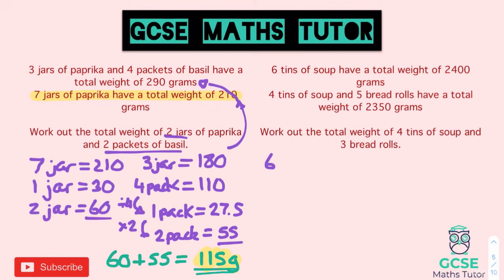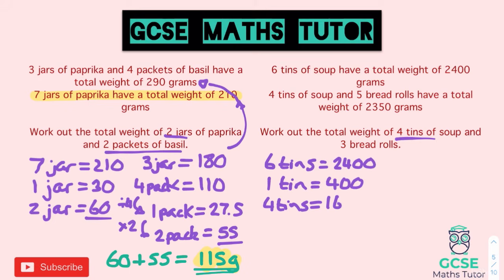Work out the total weight of 4 tins of soup and 3 bread rolls. So first of all, if we look at the tins, we have 6 tins is equal to 2,400. If we divide that by 6, we get that 1 tin is going to be equal to, well 24 divided by 6 is 4, so we get 400. Again, you could do your division for that. We then obviously need to get 4 tins of soup for our final answer, so 4 tins is going to be equal to 1,600. Again, I'll underline that as that's part of a final answer.